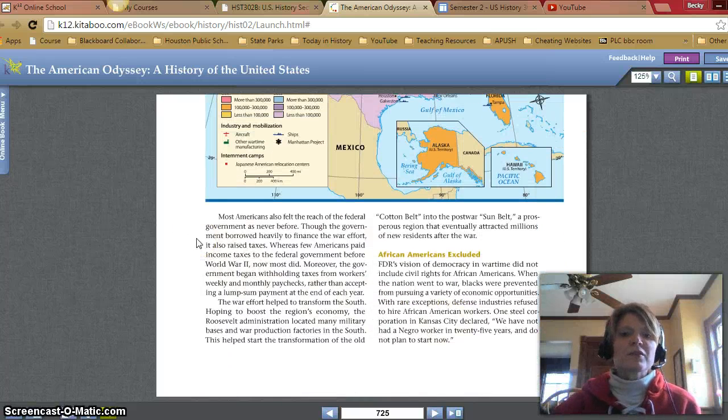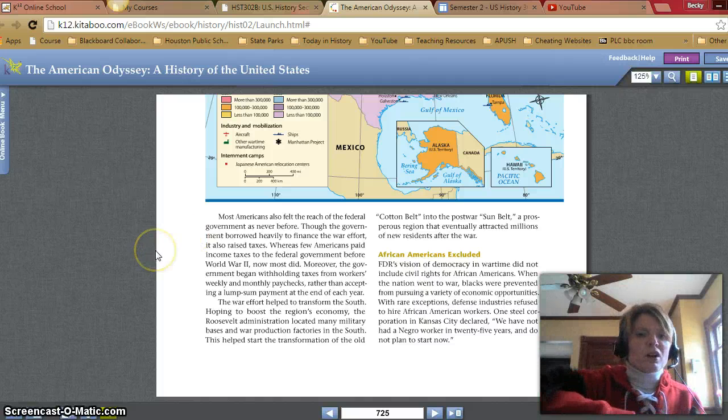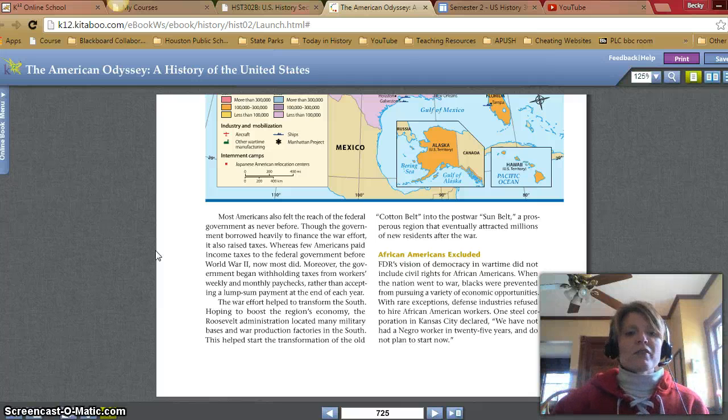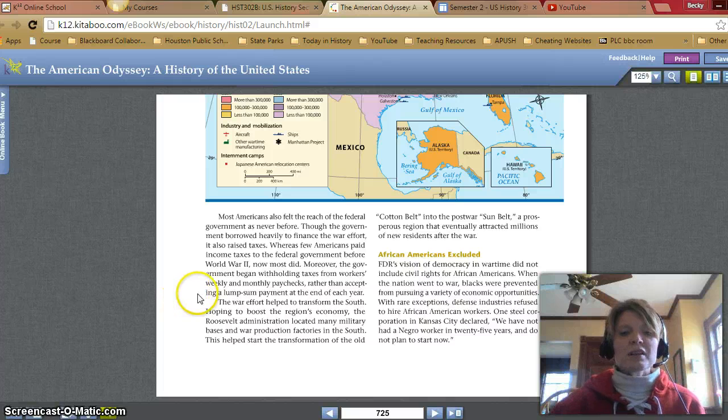Most Americans also felt the reach of the federal government as never before. Though the government borrowed heavily to finance the war effort, it also raised taxes. Whereas few Americans paid income taxes to the federal government before World War II, now most did. Moreover, the government began withholding taxes from workers' weekly and monthly paychecks rather than accepting a lump sum payment at the end of each year.